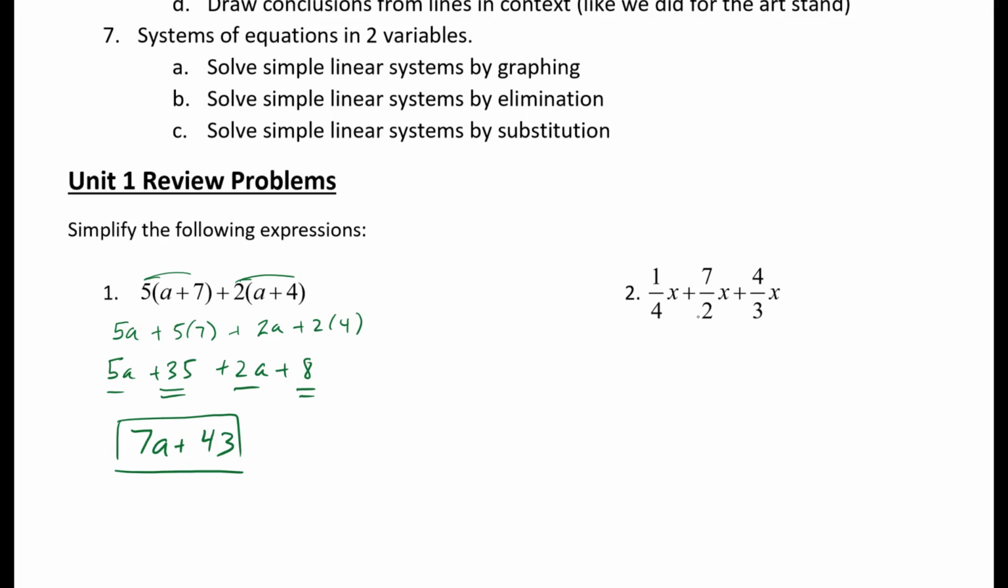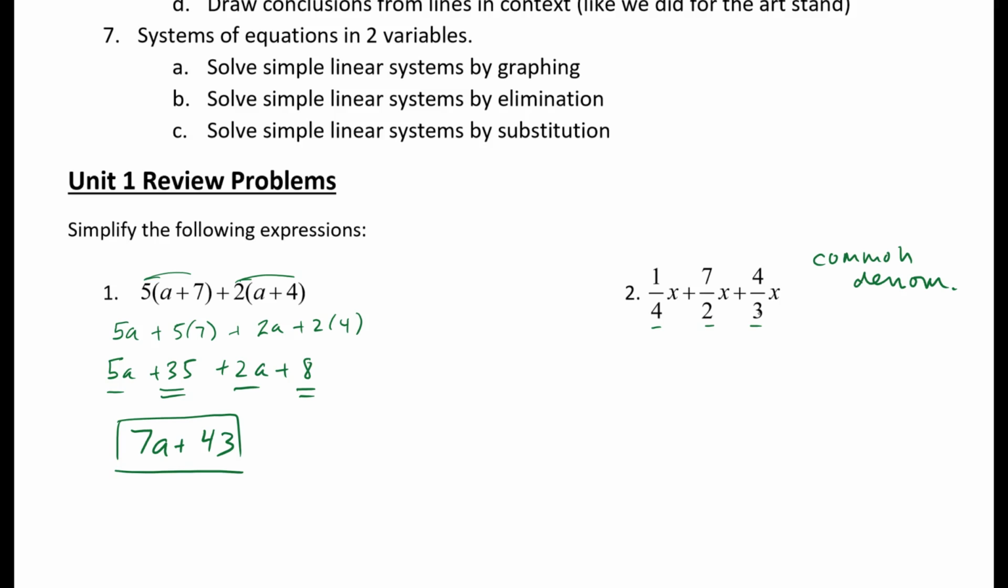Fractions, so we see that these are basically all like terms on number 2 here. They're all something x, something x, something x. So this amounts to just adding some fractions. And if you recall, with adding fractions, we need a common denominator. And so what we need is a number that 4, 2, and 3 will go into. And it's usually helpful to pick the smallest number where that would occur.